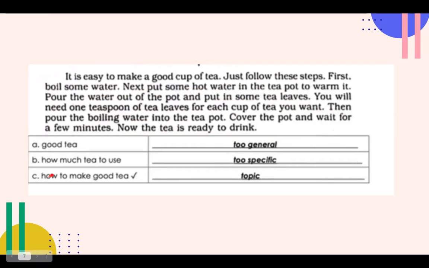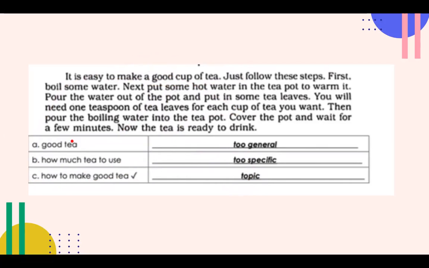So here we have A, B, and C. We have good tea, how much tea to use, and how to make good tea. Good tea is too general to be the main topic of this paragraph, because there can be many types of good tea. How much tea to use is too specific, because the paragraph is not telling us how much tea to use, but how to make a good cup of tea, which is in the first sentence, and that would be our topic.